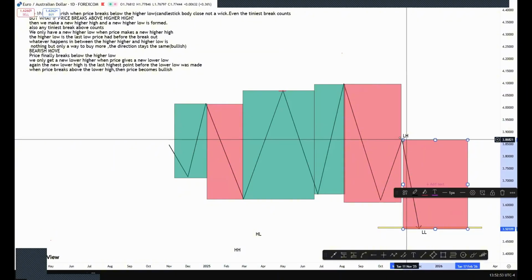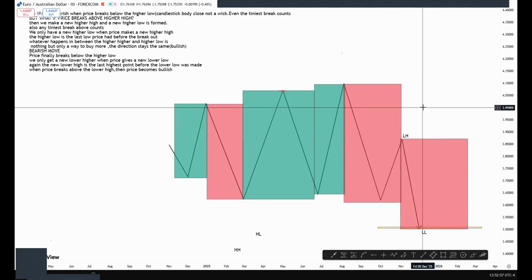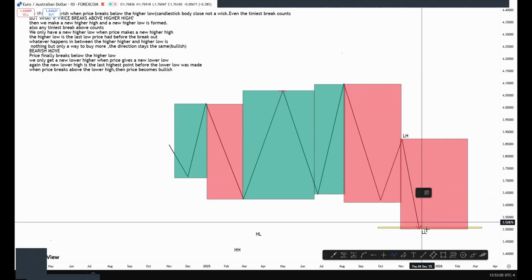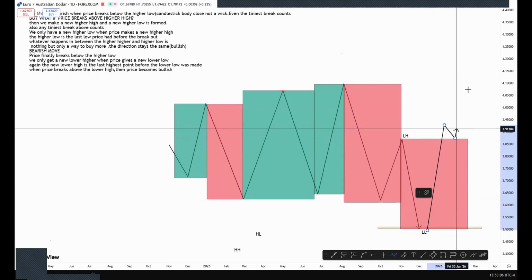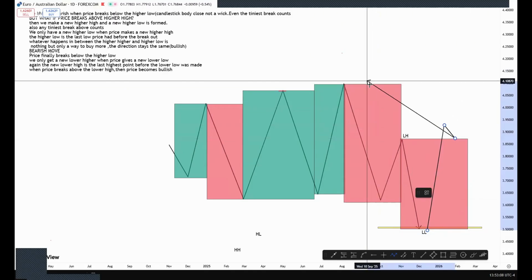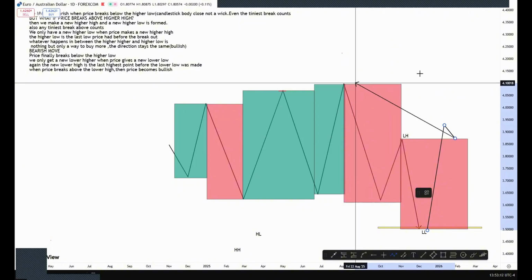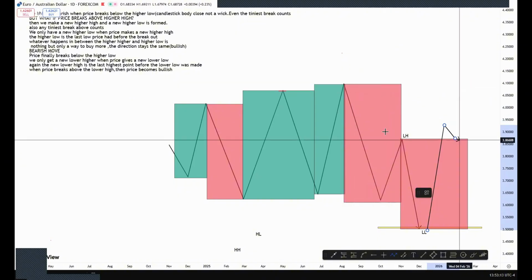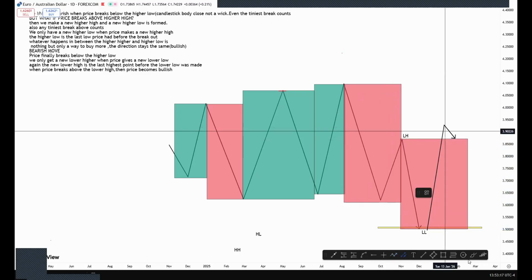Okay. So in the same way, we also update the structure, meaning that if price breaks above here, we'll be bullish. Okay, we won't say that until price breaks above this lower high, which was at this point. That's when we'll be bullish. No, the lower high has been updated because we've made the new lower low.